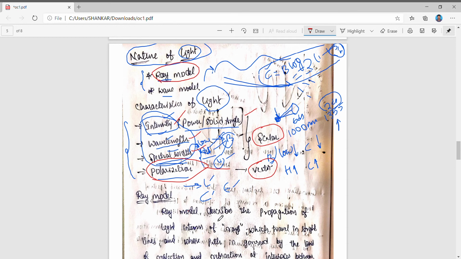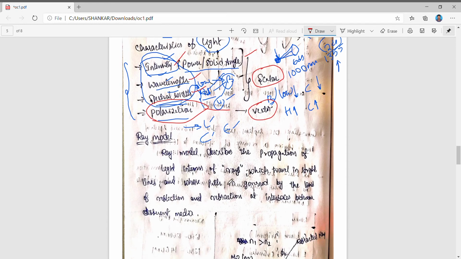Here the ray model describes the propagation of light in terms of rays which travel in straight lines, and whose path is governed by the law of reflection and the law of refraction.